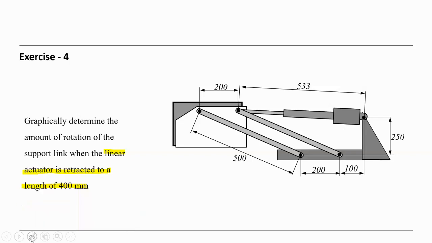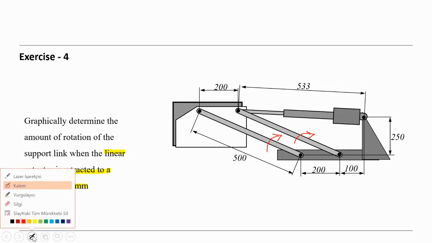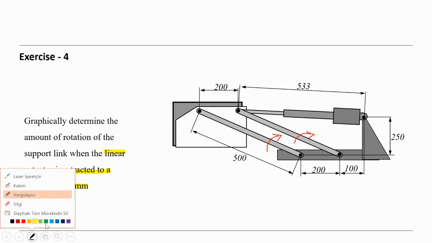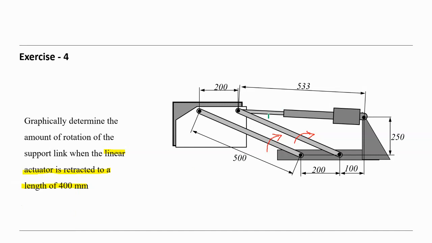Okay, so those are the support links here. And those are the support links, they will turn in that direction because this is the linear actuator. Let's use this color. This is the linear actuator here.